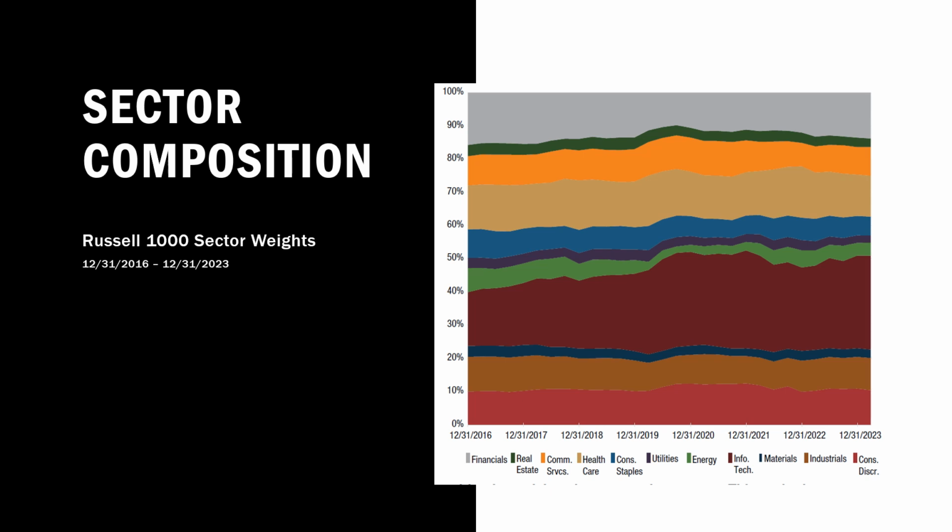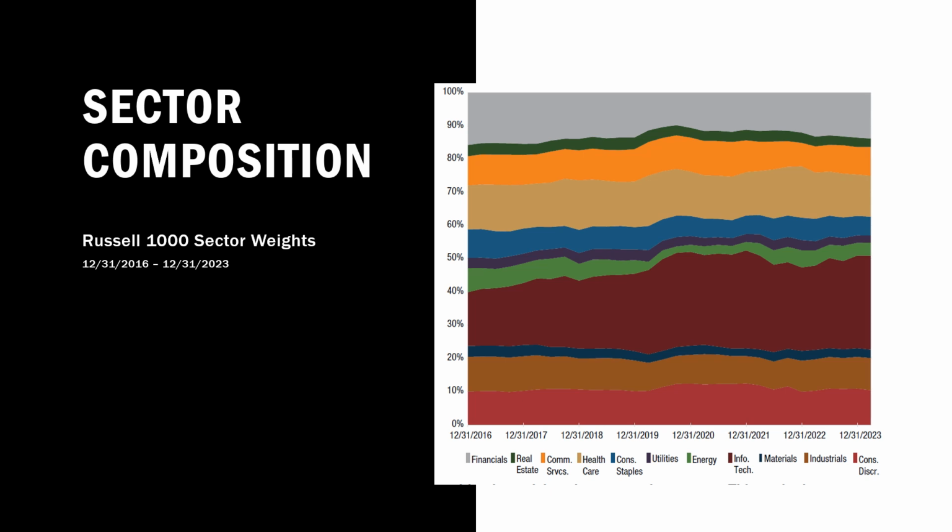So the sector simply refers to how that particular company is categorized. You can see there at the bottom a list of the 11 sectors that are used today: financials, real estate, communication, healthcare, consumer staples, utilities, energy, technology, materials, industrials, and consumer discretionary.